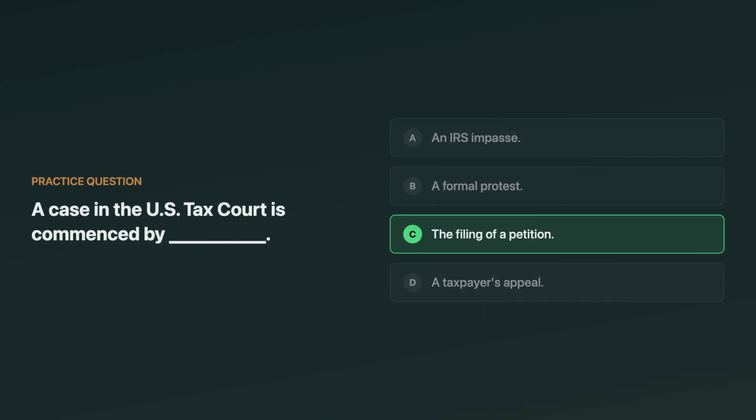The correct answer is the filing of a petition. That's what commences a U.S. tax court case. A formal protest is part of the IRS administrative process, like appeals, but it doesn't start a court case. On the EA exam, if you see commenced, think petition filed with the court, usually after a statutory notice and within the deadline.